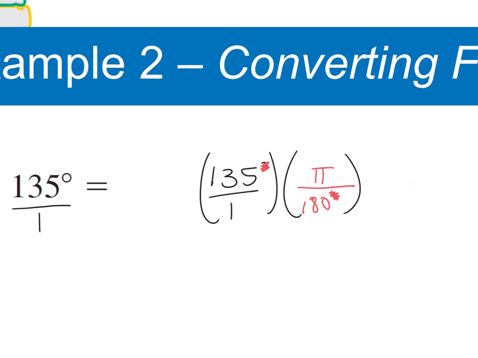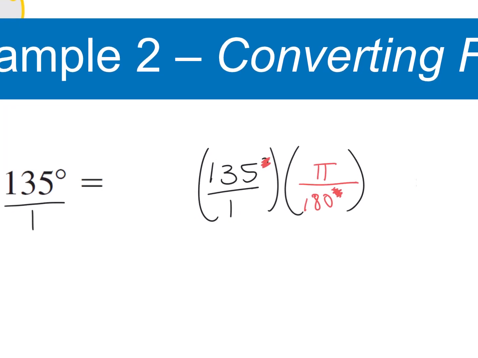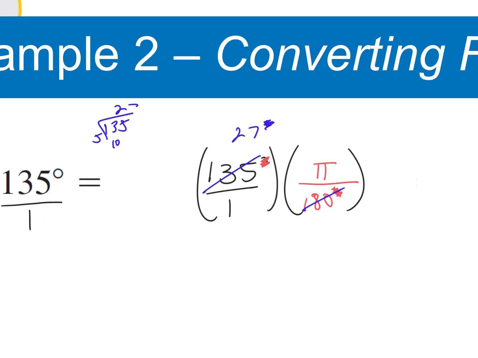And then you guys could do whatever you want here. You could say 135 times pi divided by 180, or you can go ahead and cross cancel. What number goes into both 135 and 180? 5, okay. 5 goes into 135 how many times? 135 divided by 5 is 27, agreed. And then 5 goes into 180 how many times?